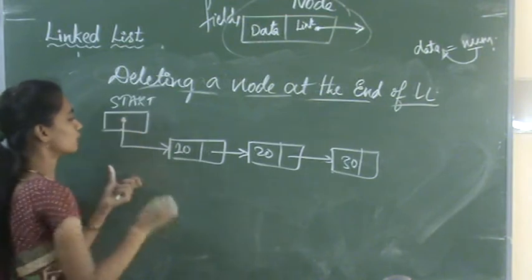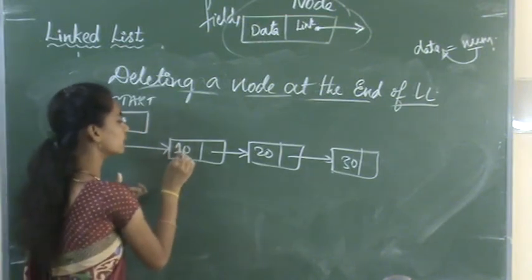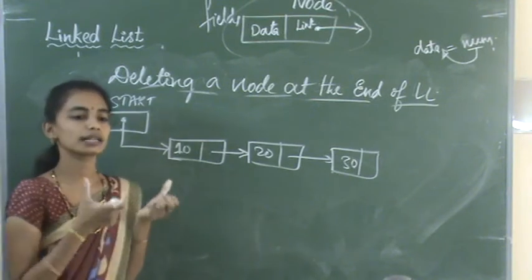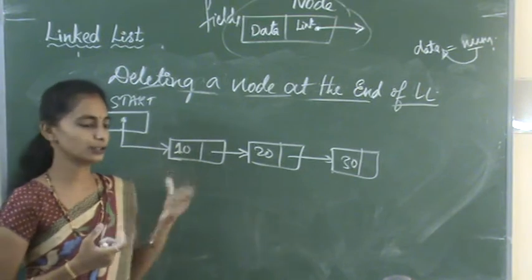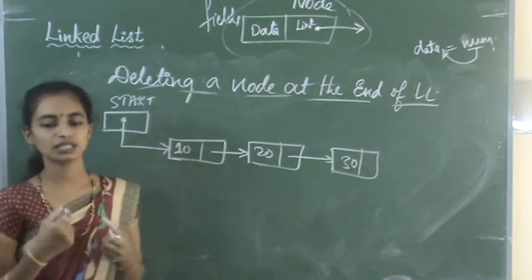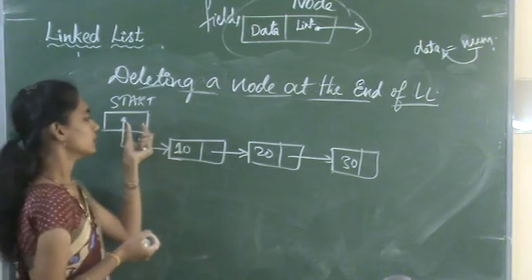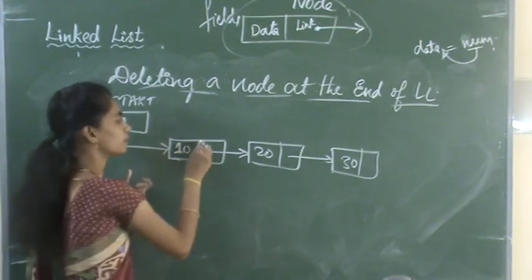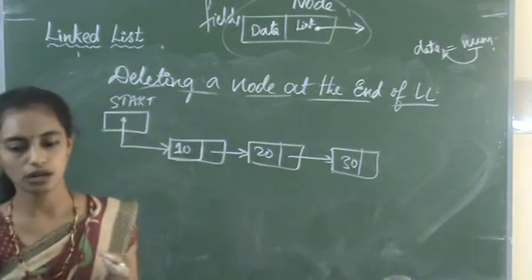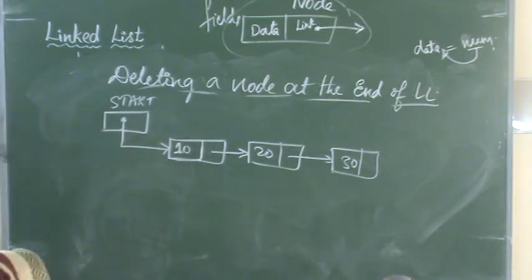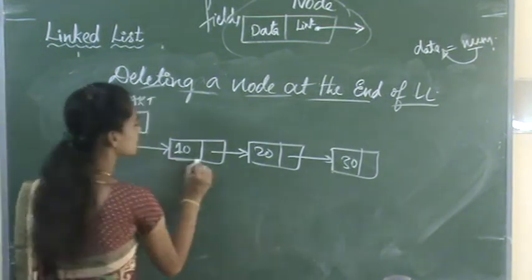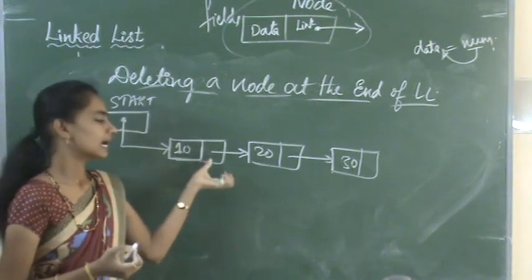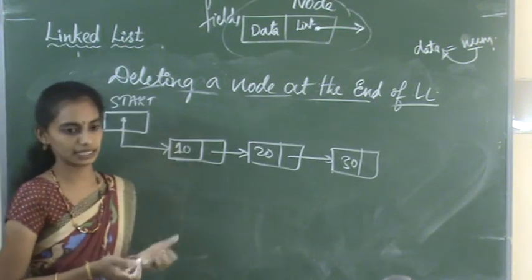So first, for deleting, if the linked list contains elements or nodes, we can delete the node, right? For that we are checking the condition of whether the link field of P1 is null or not. If it is not equal to null, we cannot delete the node from the linked list.